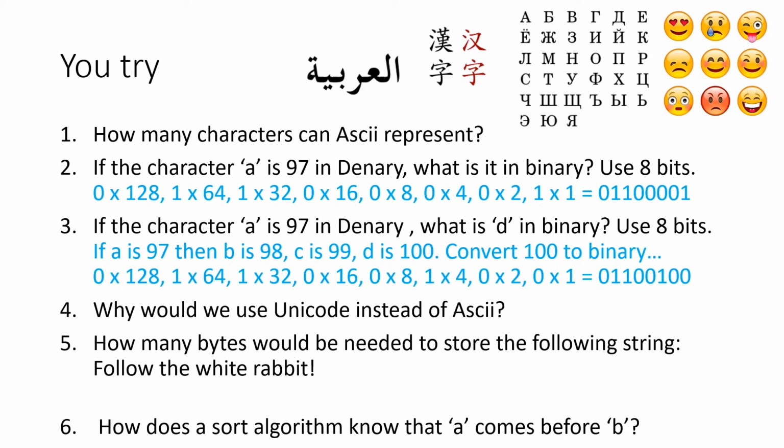Why would we use Unicode instead of ASCII? Well, because we can represent more characters. Why is that a good thing? Because then we can represent more languages. We can represent all the languages of the world, which is clearly a good thing. But we can go beyond languages. We can also use graphics type characters to represent things like emojis.